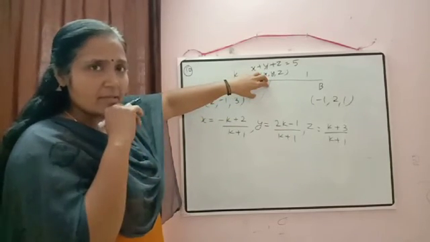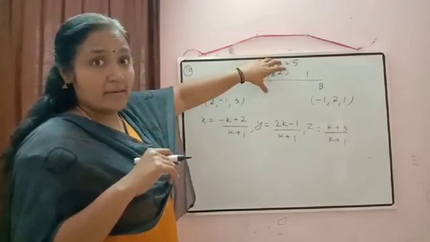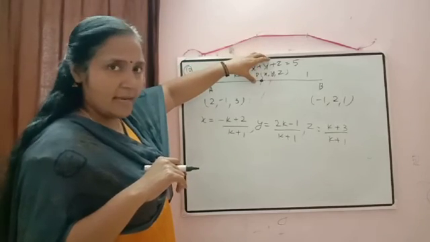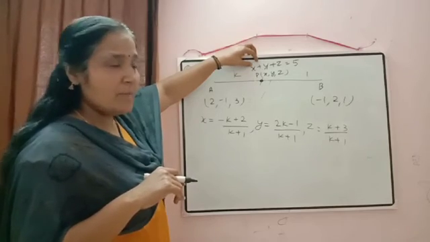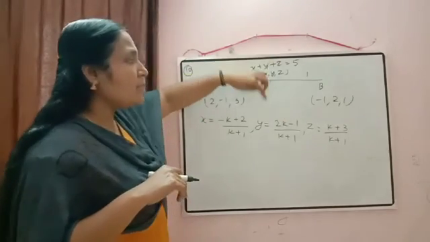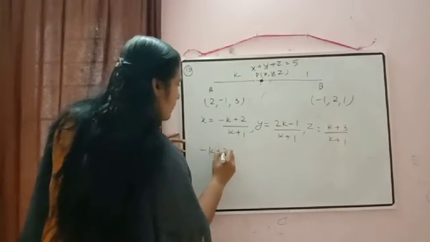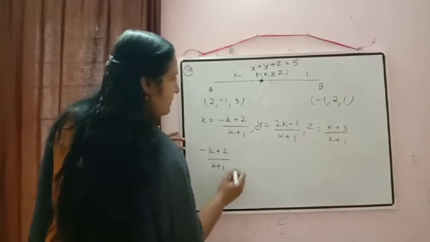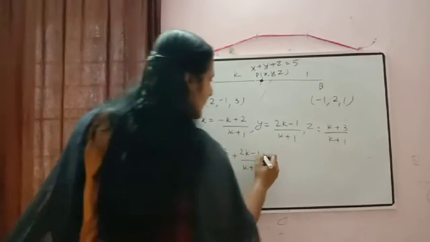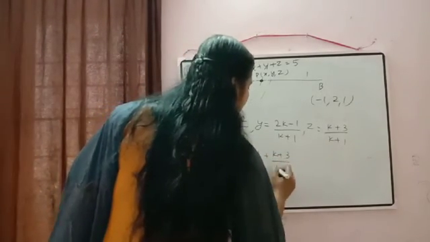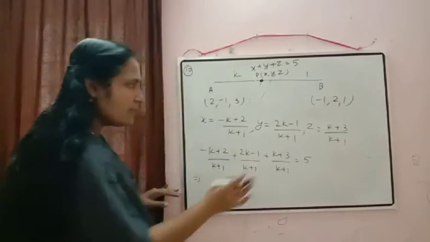And where have we taken the point P? Yes, we have taken the point P in the plane. So if the point P is in the plane, then it will satisfy the equation of the plane. So what we are going to do: in place of x, y and z, we are going to substitute these values. So (minus k plus 2) by (k plus 1) plus (2k minus 1) by (k plus 1) plus (k plus 3) by (k plus 1) is equal to 5. Now the denominators are the same, so directly we can add the numerators.